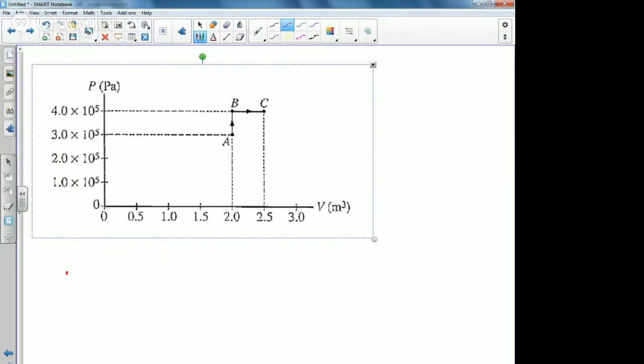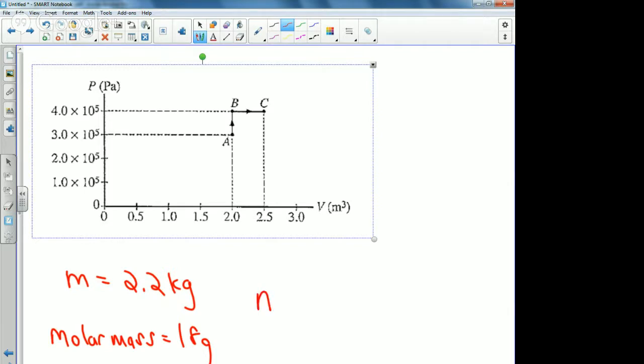They mentioned that the mass is 2.2 kilograms, but that the molar mass is equal to 18 grams. Now, why is that important? You guys remember this from chemistry? The number of moles. Number of moles is equal to the mass divided by the molar mass. That's what N is. Yes, N means number of moles.